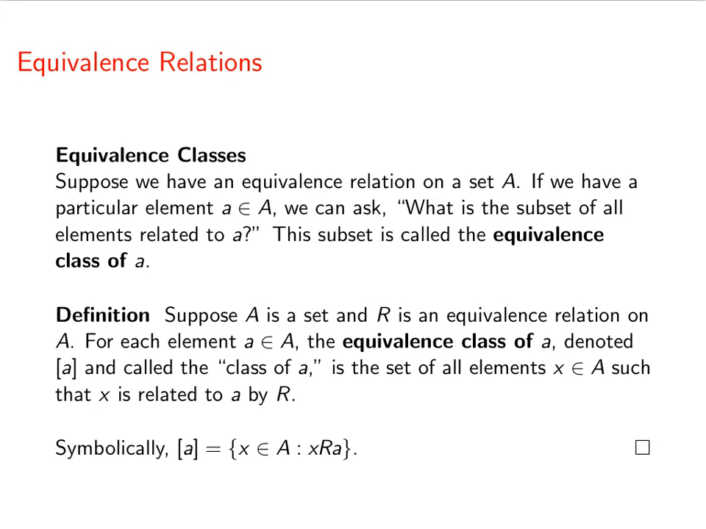So we'll make a definition to say that if A is a set and R is an equivalence relation on A, for each element little a, we're going to define the equivalence class of a, and we'll write a inside brackets, and we'll just call it the class of a. It's the set of all elements x such that x is related to a by R. So in symbols, we'll just say that the class of a is the set of all x in A such that x is related to a.